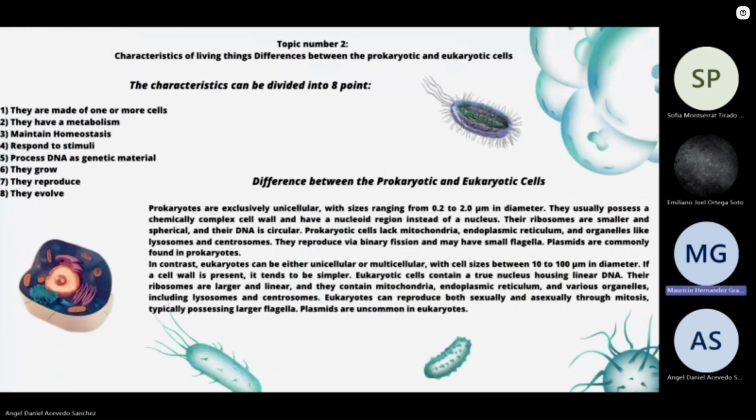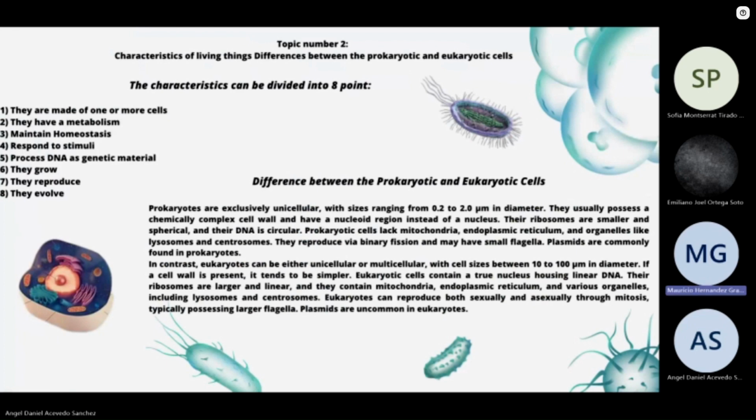The characteristics of living things. The characteristics can be divided into 8 points. One is they are made of one or more cells. Two is they have a metabolism. The third is they maintain homeostasis. The fourth is they respond to stimuli. The fifth is they process DNA as genetic material. The sixth is they grow. The seventh is they reproduce. And eight is they evolve. All of these characteristics are needed, I think, to be a really living thing.